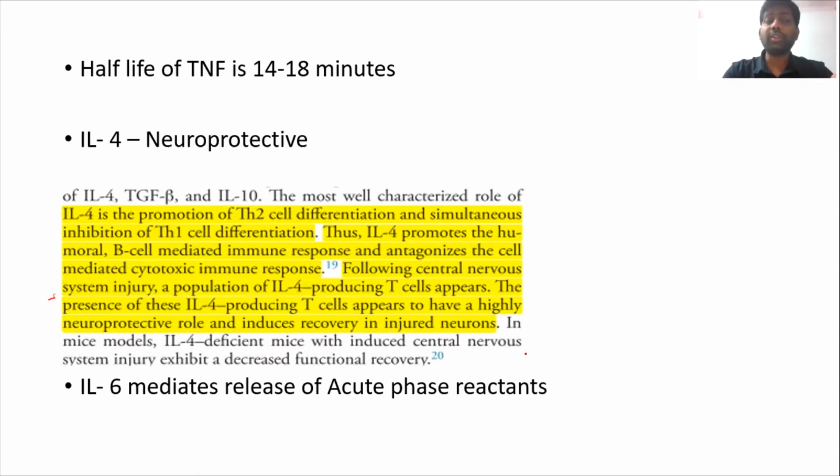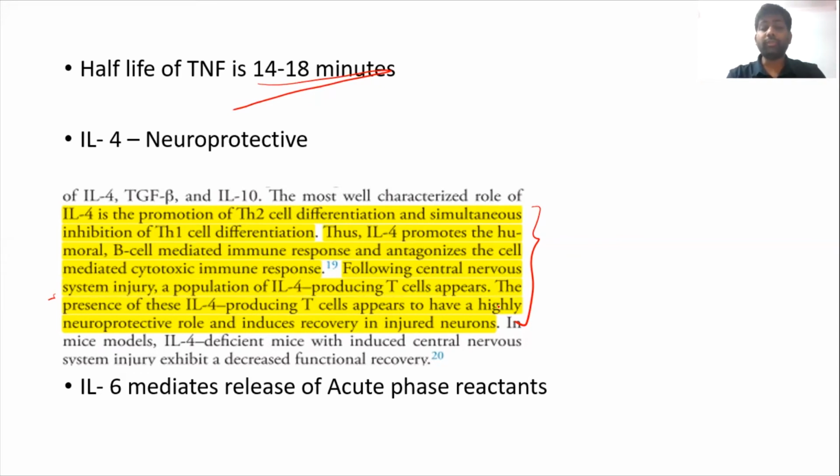The first option, the half-life of tumor necrosis factor, is very clearly mentioned in Sabiston as about 14 to 18 minutes. In short, they mention less than 20 minutes. So 14 to 18 minutes, if you can remember it, it's good. Then interleukin 4 is neuroprotective. How come interleukin 4 is neuroprotective? The entire mechanism has been described in Sabiston, and it very clearly mentions that interleukin 4 will try to promote Th2 cells, and they will try to inhibit the helper 1 cells. And by inhibiting the helper 1 T cells, they inhibit the cytotoxic immune response. That's how they act as the neuroprotective mechanism.